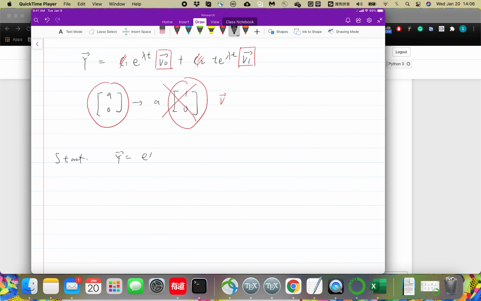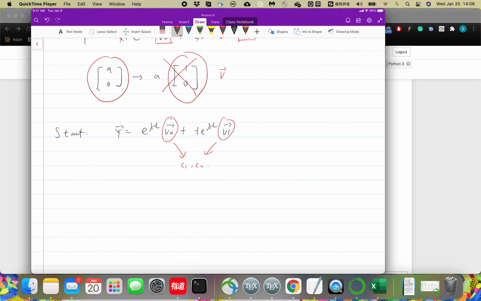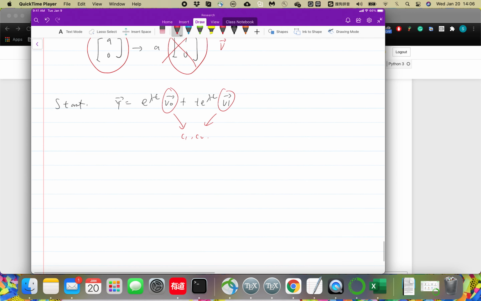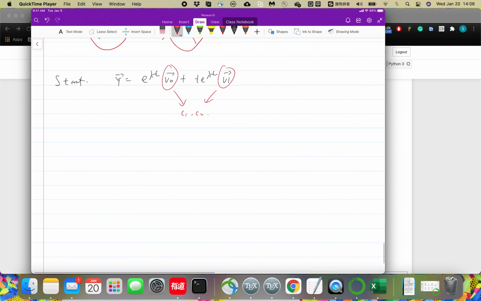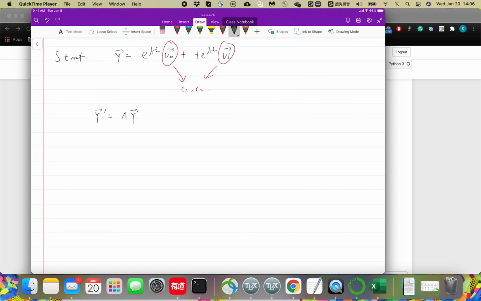Our solution looks like this. Moreover, v0 and v1 contain c1, c2 inside. That's what we got. All right. Now our job is to try to find v1 and v0. What are we going to do? Well, we do know y prime should equal ay. After all, it's the solution.